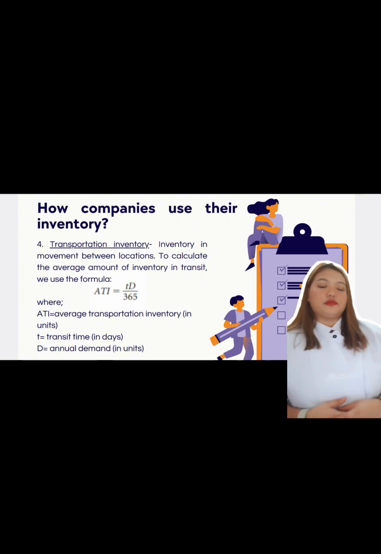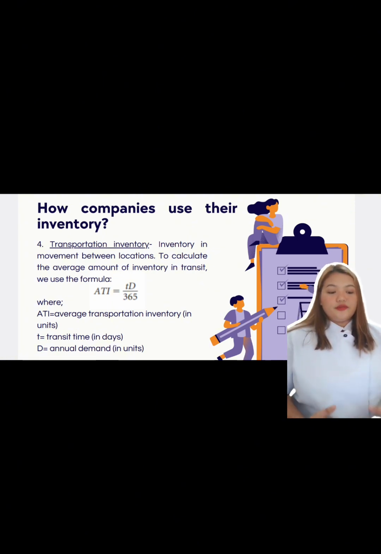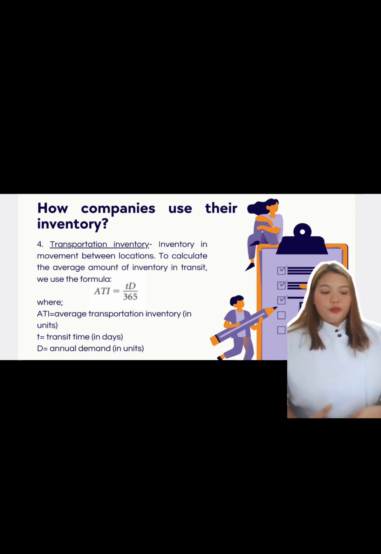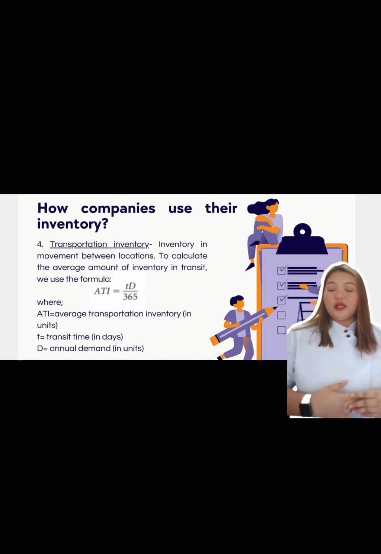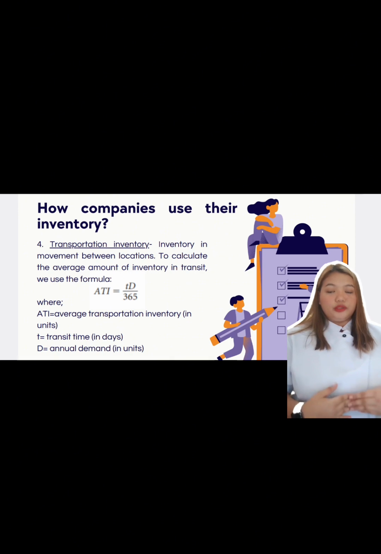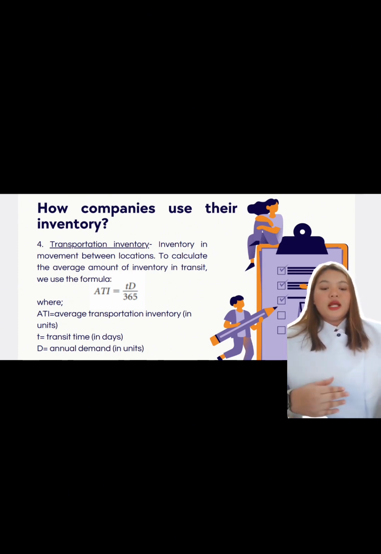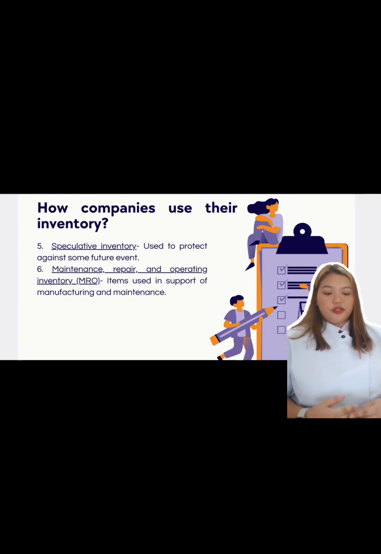Number four is the transportation inventory. So, inventory used in movement between locations. So, we have here a formula, and to calculate the average amount of inventory in transit, we use the formula: average transportation inventory in units is equal to transit time multiplied by annual demand in units divided by 365.